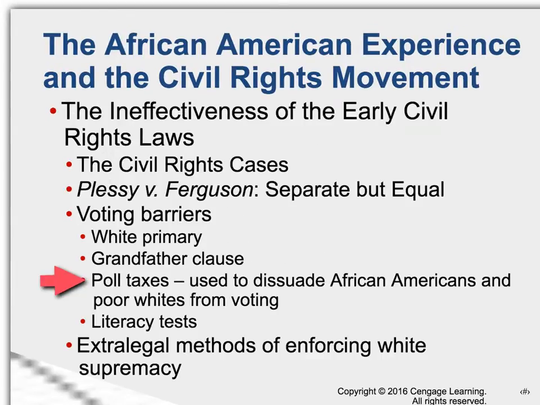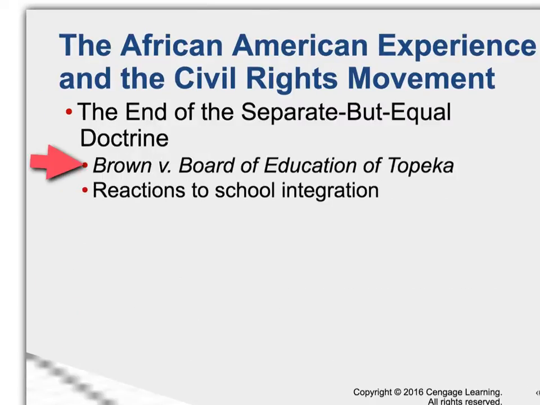Some of the ineffectiveness of the civil rights laws, we see Plessy versus Ferguson again. There were voting barriers to try to keep the African Americans and poor whites from voting. You'll see one, poll taxes. You'll likely see that on your quiz. A way to dissuade African Americans and poor whites from voting.